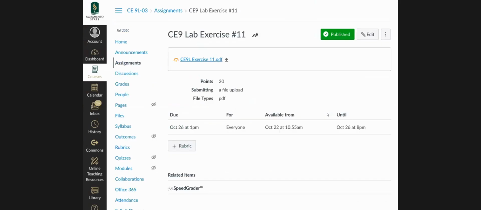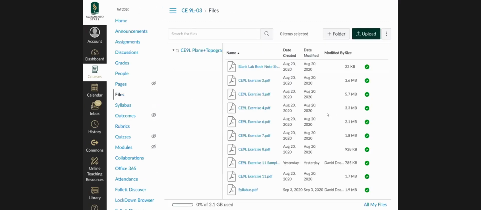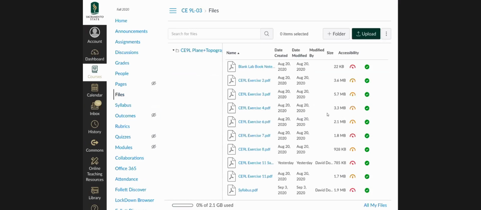And you'll notice I do have to go in and change the due dates on these labs now, because obviously this assignment's not due until next Monday. Okay, I think we were done looking at the CE9 exercise 11 PDF. So I'm going to go to the sample that we're going to use today.